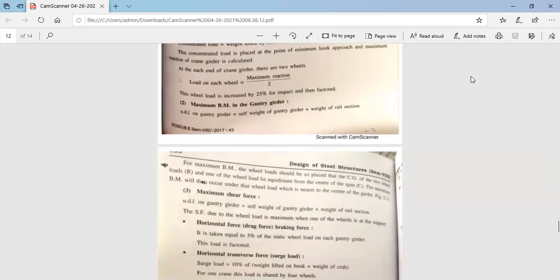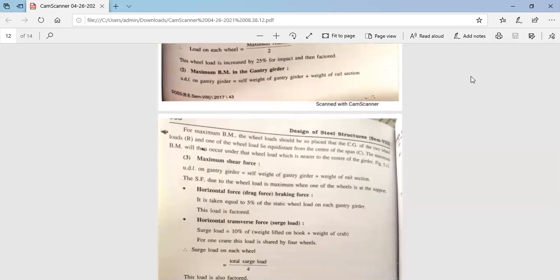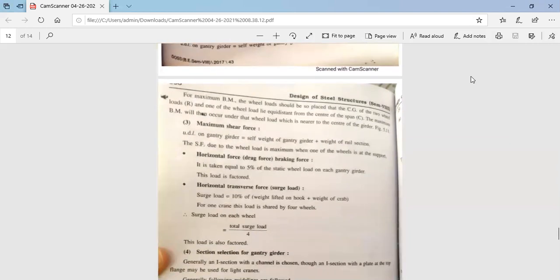The second step is the maximum bending moment in the gantry girders. The UDL on the gantry girder is equal to the self weight of the gantry girder plus the weight on the rail section. For maximum bending moment, the wheel loads should be placed such that the CG of the two wheel loads and one of the wheel loads lie equidistant from the center of the span. The maximum bending moment will then occur under the wheel load which is nearer to the center of the girder. The third case is the maximum shear force. The UDL on the gantry girder is equal to the self weight of the gantry girder plus the weight on the rail section. Shear force due to wheel load is maximum when one of the wheels is at the support.